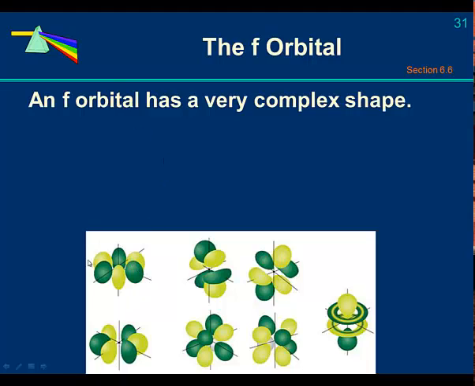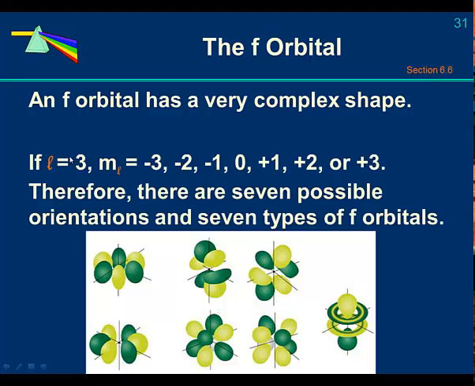Here's the f orbital, very complex shape. And you can see many lobes. It just drives you crazy looking at f orbitals. So if you remember, the L value for f is L equals 3. And if L equals 3, these are the possible m sub L values: -3, -2, -1, 0, +1, +2, or +3, going from -L to +L. And that is 7 different possible orientations, or orbitals rather, for the f subshells.